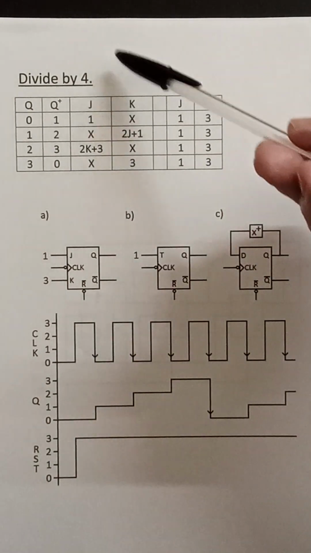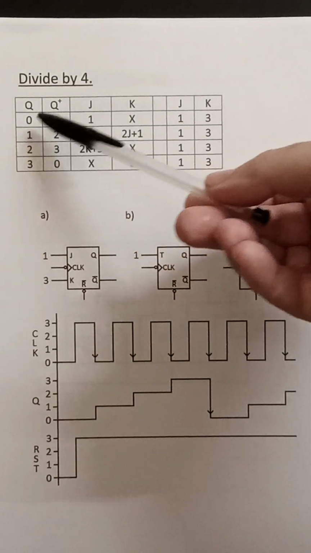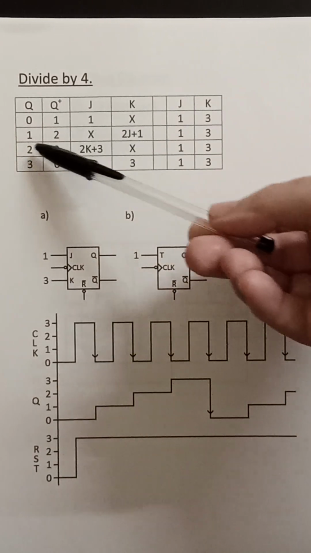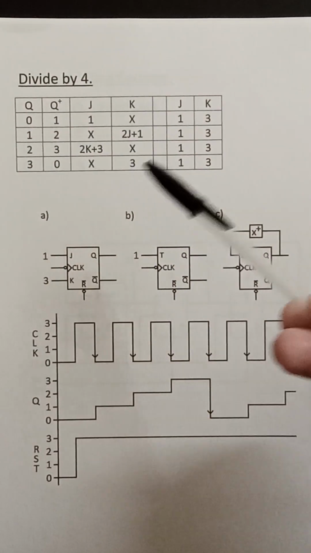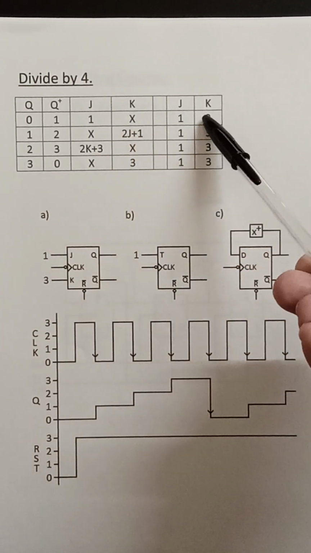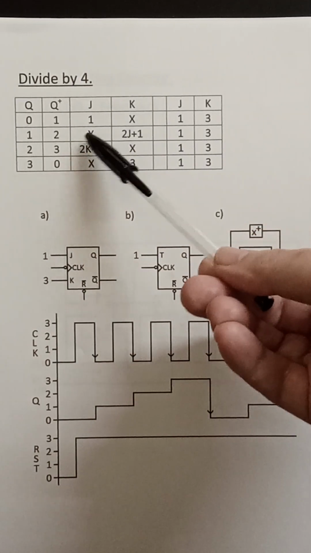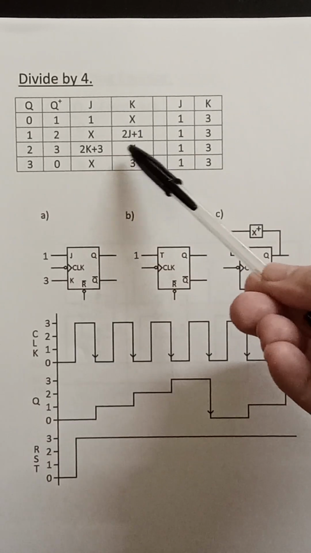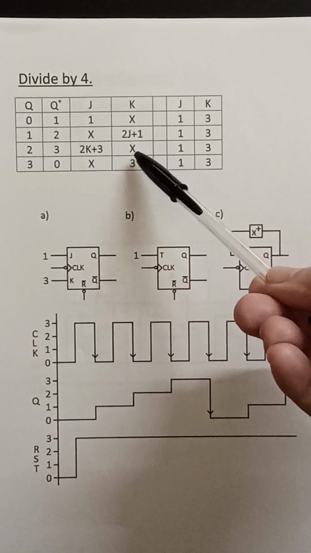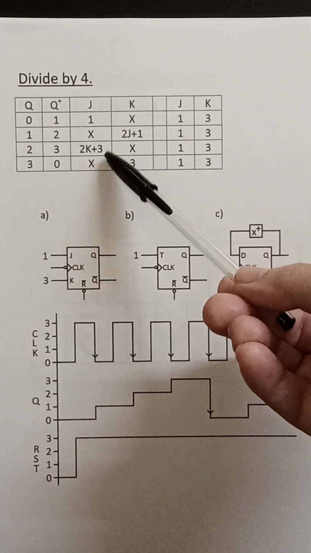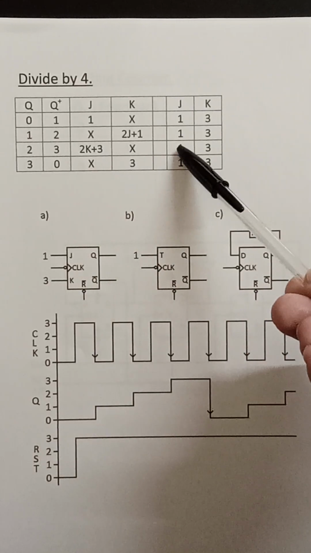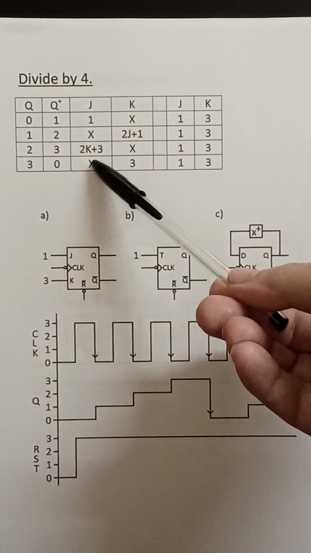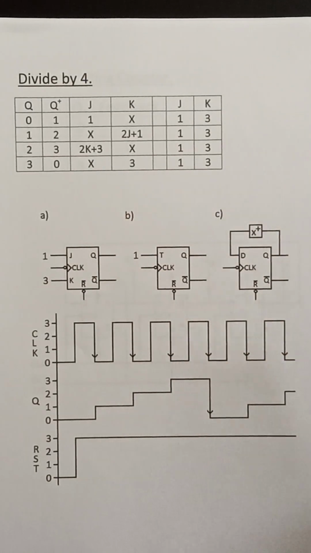So a divide by 4 circuit. Here, this is Q and Q plus, present state and next state. 0 to 1, 1 to 2, 2 to 3, 3 to 0, cycling. Here, X is a 3 and J is a 1. Here, X equals 1, and 2 times 1 plus 1 is 3, so K is a 3. Here, K is a 3, so 2 times 1 plus 3 is 5, which is 1 modulo 4, so J is a 1. And here I've used J equals 1 for that X there, and kept the 3 there.